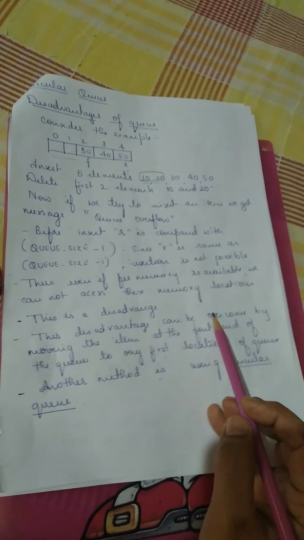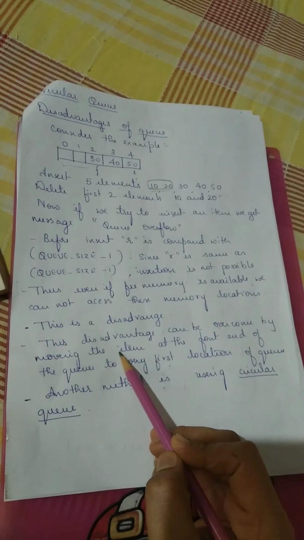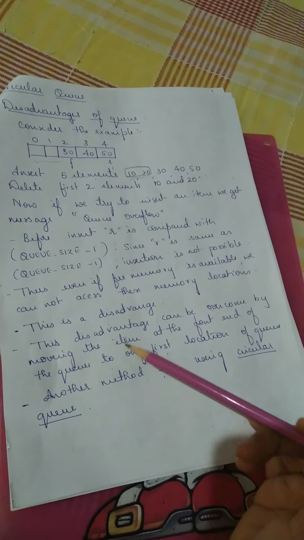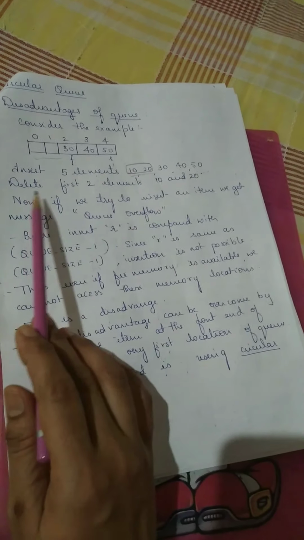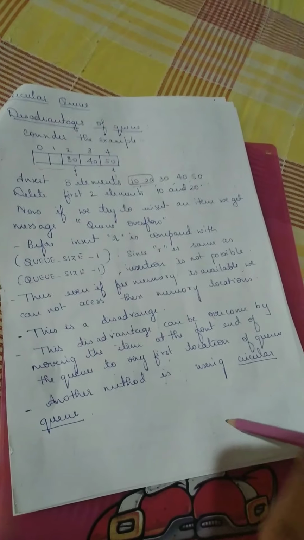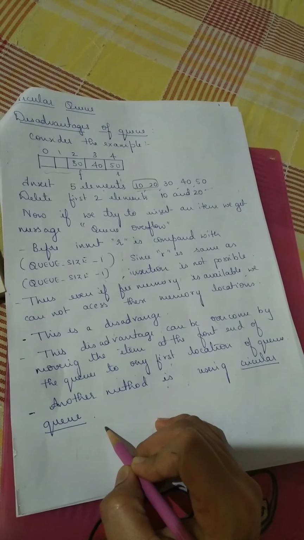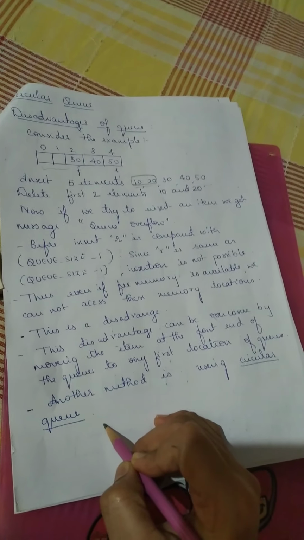This disadvantage can be overcome by moving the item at the front end of the queue to the very first location of the queue. That is by using another method, circular queue, that we'll see in the next session.